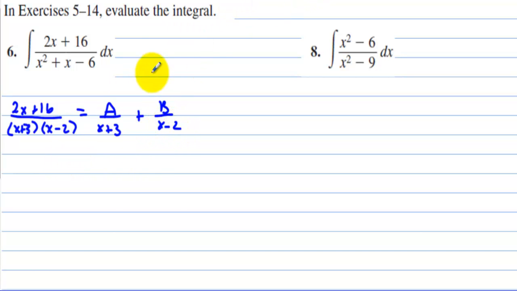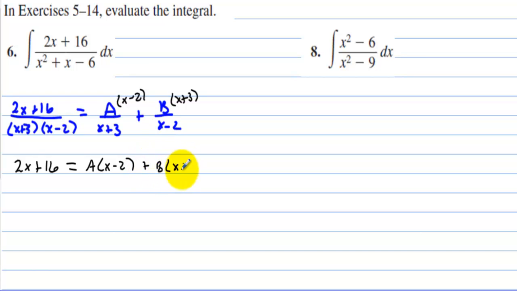Let's get common denominators. We need to multiply the top and bottom by x minus 2 on this one and the top and bottom by x plus 3 on this one. Well, now that we'll have common denominators, we don't need them to solve this. We have 2x plus 16 equals A times x minus 2 plus B times x plus 3. Let's let x equal 2.